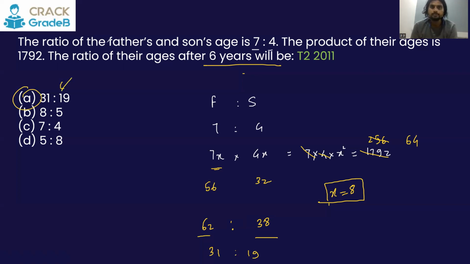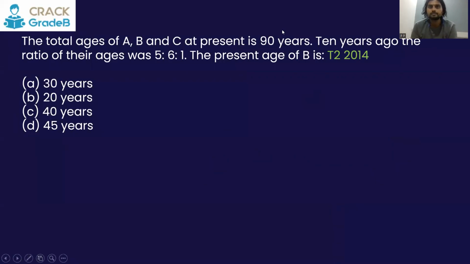Let's see one more. Total ages of A, B and C at present is 90 years. 10 years ago, the ratio was 5:6:1. The present age of B is? Whatever the present age of B is, if you subtract 10 from it, it should be a multiple of 6, because he was 6 in the ratio 10 years ago. 20 minus 10 is 10, no. 40 minus 10 is 30, which is a multiple of 6. 45 minus 10 is 35. So the answer has to be 40.